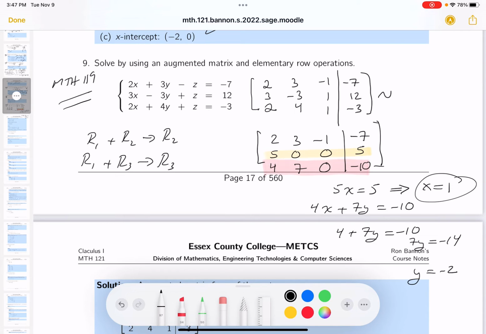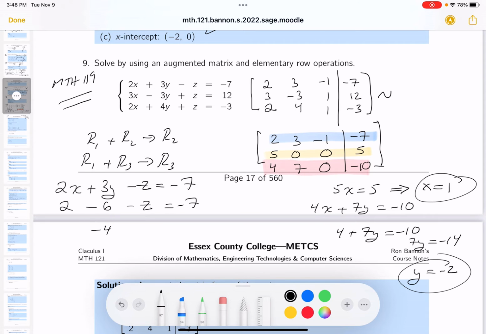So I know what x is, I know what y is, but I don't know what z is. So what I'm going to do now is I'm going to take the first equation and try to figure out what z is. What does it give me? It gives me 2x plus 3y minus z equals minus 7. Well, I believe x is 1, this is 2. I believe y is minus 2, that's minus 6. Minus z equals minus 7. This is minus 4 minus z equals minus 7.